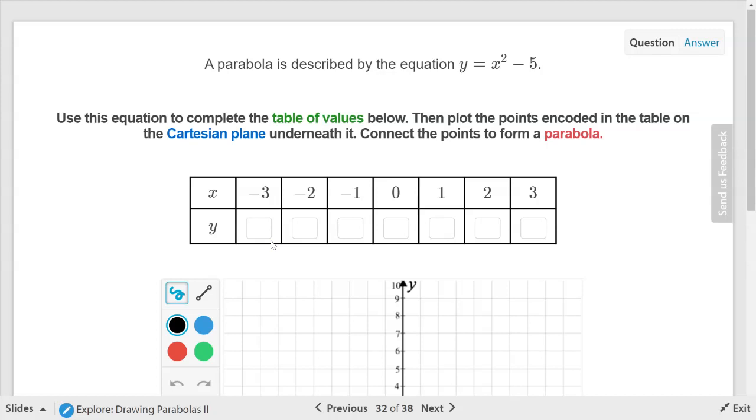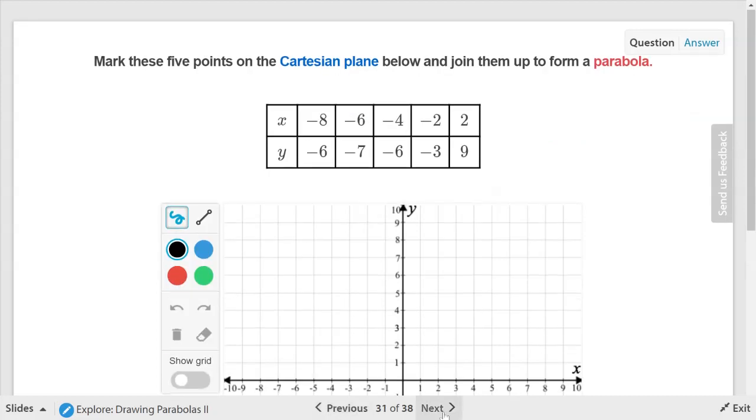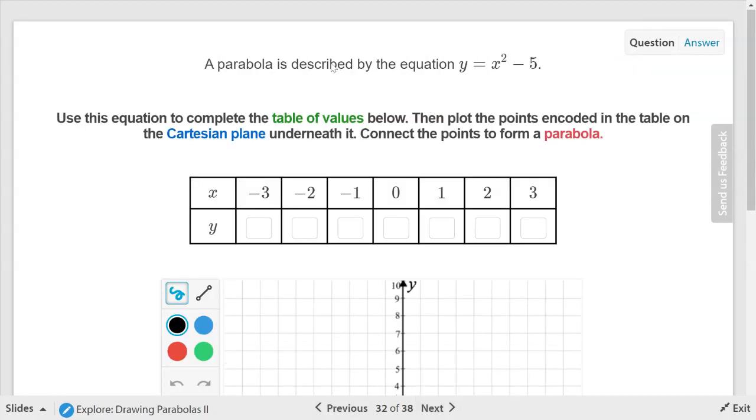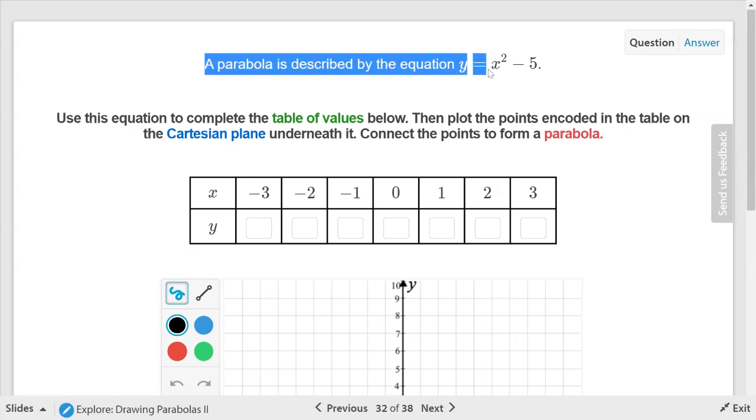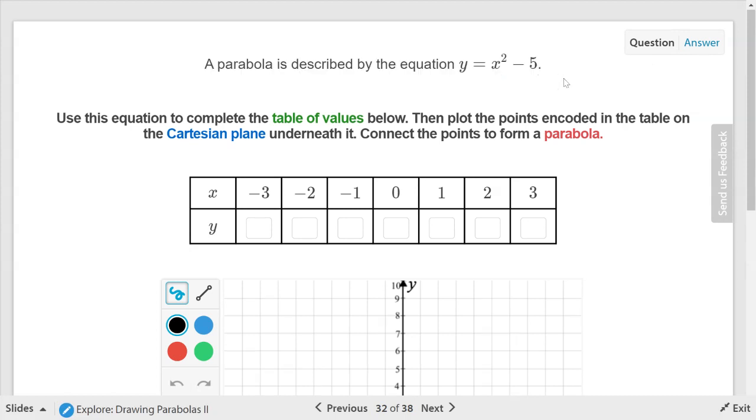So from here, we then move on to the next type of equation. After we've done that, it says here, this parabola now is described by the equation y equals x squared minus 5. So after we've squared x, we have to minus 5. So what is -3 squared? 9. And what is 9 minus 5? 4. That's how we get 4 here.